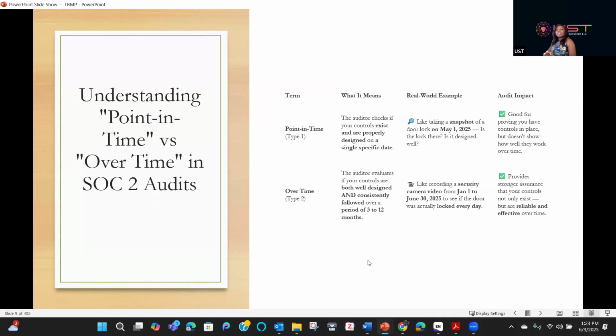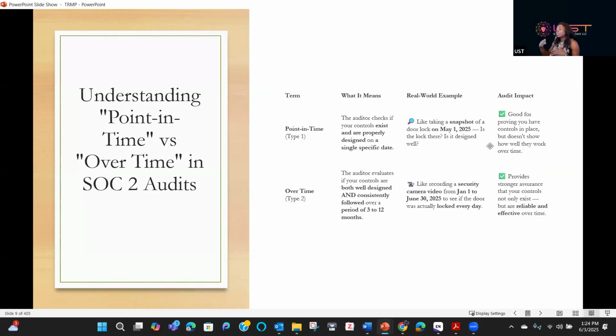But again, let's try to understand point in time versus over time in the SOC 2 report: what it means, a real example, and the audit impact. So point in time, the auditor checks if your control exists and is properly designed on a specific date. It's like taking a snapshot of a physical door lock on May 1st, 2025. Is the lock there? Is it designed well? Good for proving you have controls in place, but it doesn't show how well they work over time.